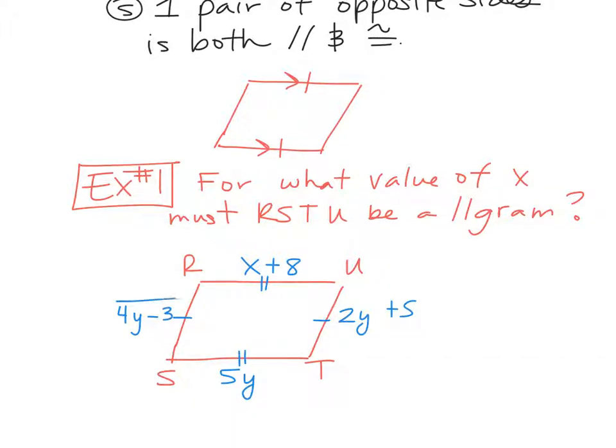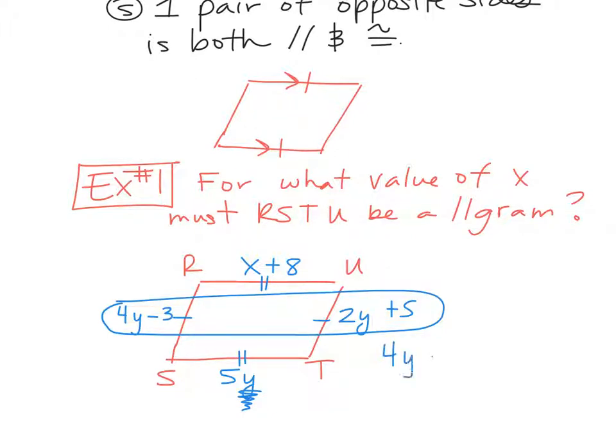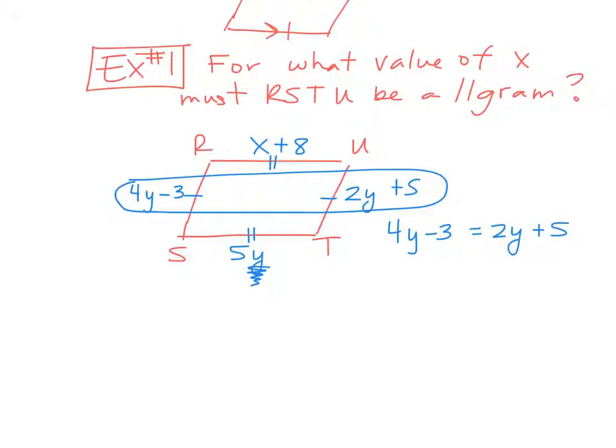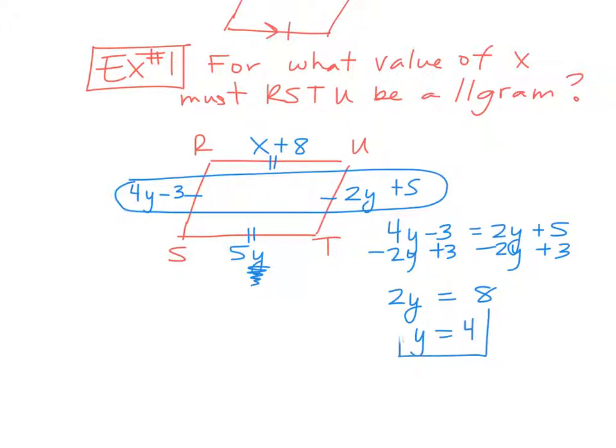If you look at these guys, these are both using y. So we're going to solve for y, and then we're going to plug that in here, and then solve for x. Okay? So we're going to start with 4y minus 3 equals 2y plus 5. So solving that, take away your 2y. You get 2y, add your 3. 2y equals 8, divide by 2, so y is 4, okay?